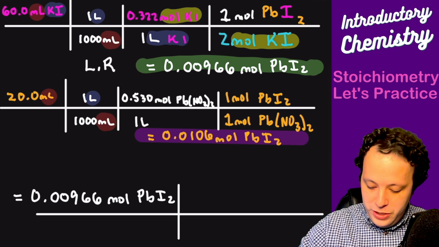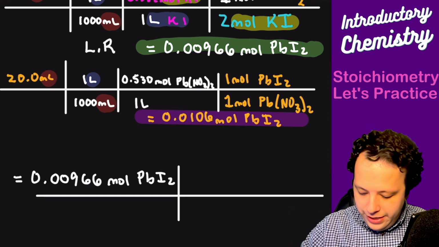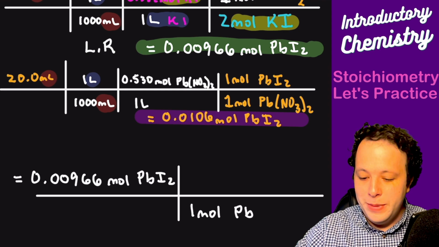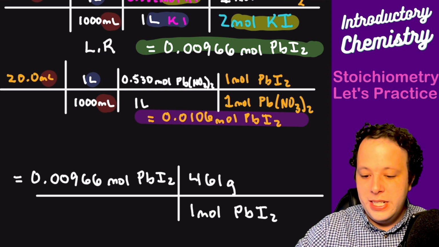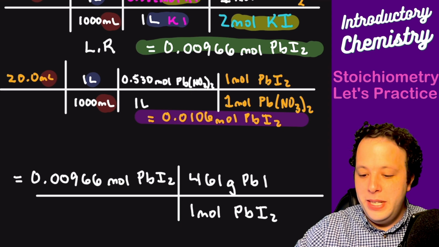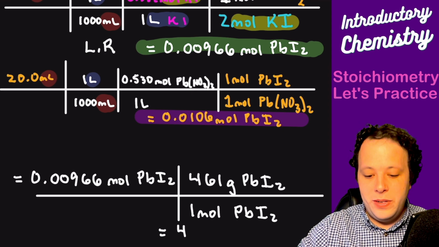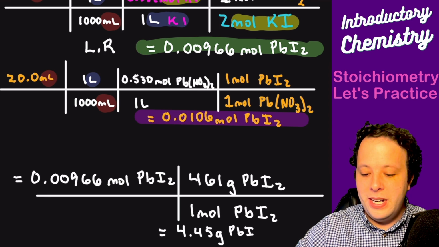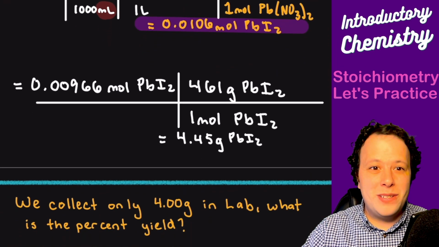So pretty much what we are going to do here is look up our molar mass, calculate it, and what we would have is a pretty big molar mass for such a tiny molecule. So lead iodide is equivalent to about 461 grams of PbI2 per mole. So when we multiply those two values, you would get about 4.45 grams of PbI2 that is going to be theoretically created in this problem.